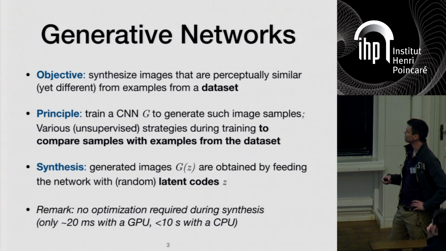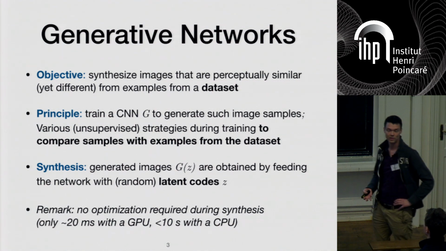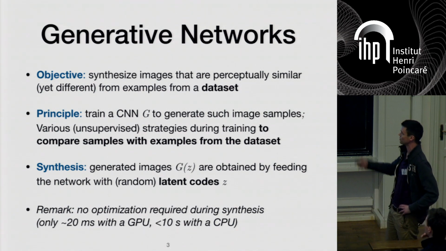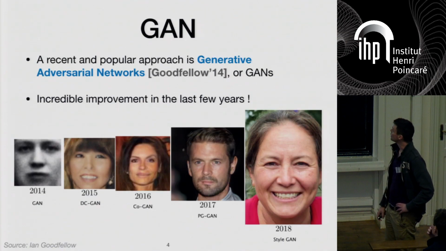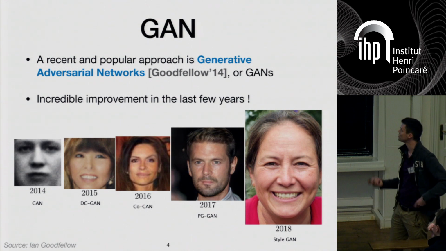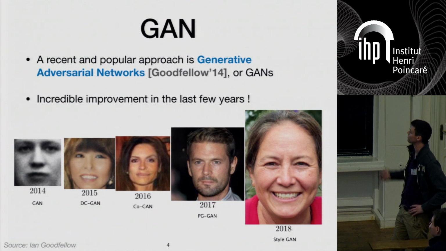And what I would like first to underline is that if training can take days or weeks, synthesis is very fast. On the GPU, it takes only a few milliseconds, and even on CPU, it takes seconds, right? Using those kinds of architecture. So we'll mostly focus on one architecture, it's not the only one, which is called GAN, Generative Adversarial Networks, which has been proposed just a few years ago by Ian Goodfellow and collaborators.